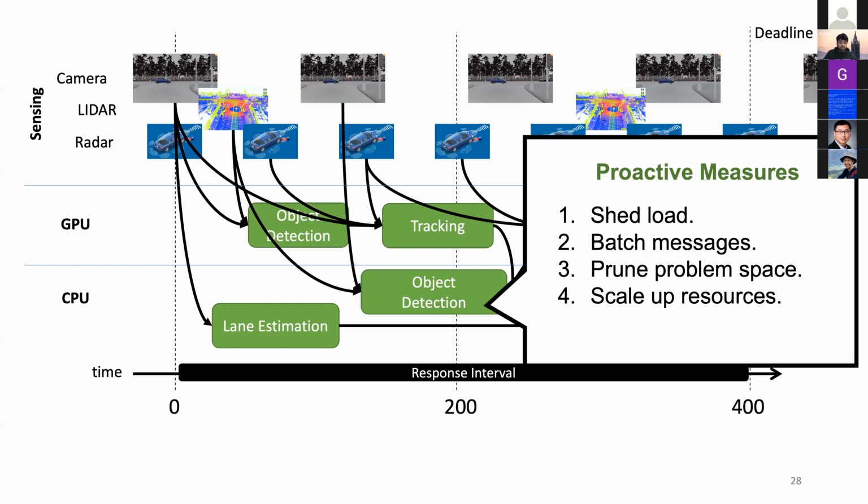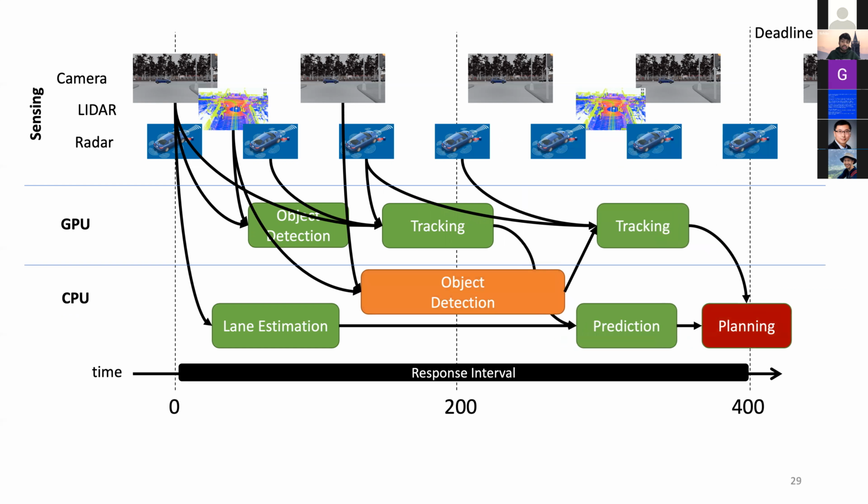Components can also choose to prune the problem space. For example, the perception module can choose to resize images, change network backbones, use attention, and the prediction, tracking, and planning modules can just reduce the number of agents that they work with in order to focus on the nearby agents. Lastly, components can always choose to scale up and use more resources to complete their tasks on time. For example, a planning module can request more CPU time and run things in parallel in order to ensure a faster response time.